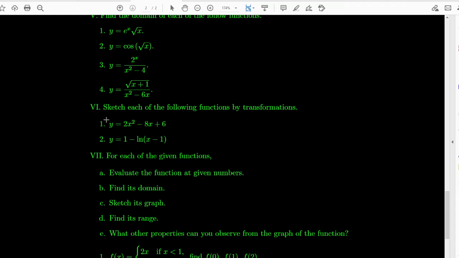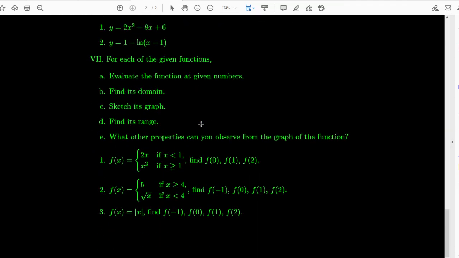Actually, part 6, I want to skip part 6 for now. My intention for question 1 is to ask you to complete the square, and then with the help of completing the square, we can do some curve sketching. But at this point, I want to skip it. I will review it whenever you need this.